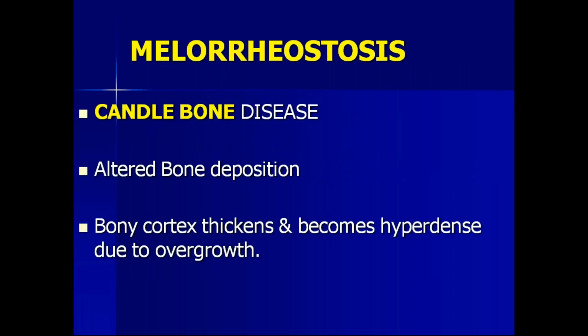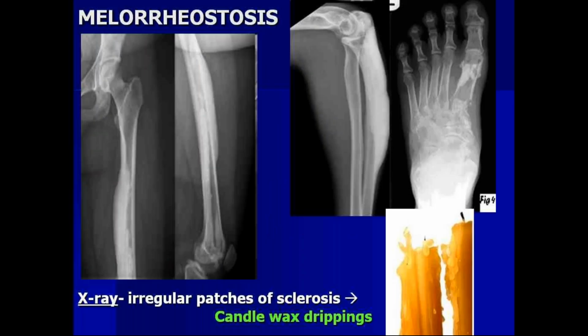Coming to melorheostosis. Melorheostosis is candle bone disease. You can see in pictures, I will show you. There is altered bone deposition. More bone is formed, and outside the cortex also, like a dribbling wax appearance. So they become hyperdense due to overgrowth of the cortical bone. Here you can see in the middle part of the femur, where you have thickened cortex. It is like dribbling candle wax. So that is called melorheostosis.